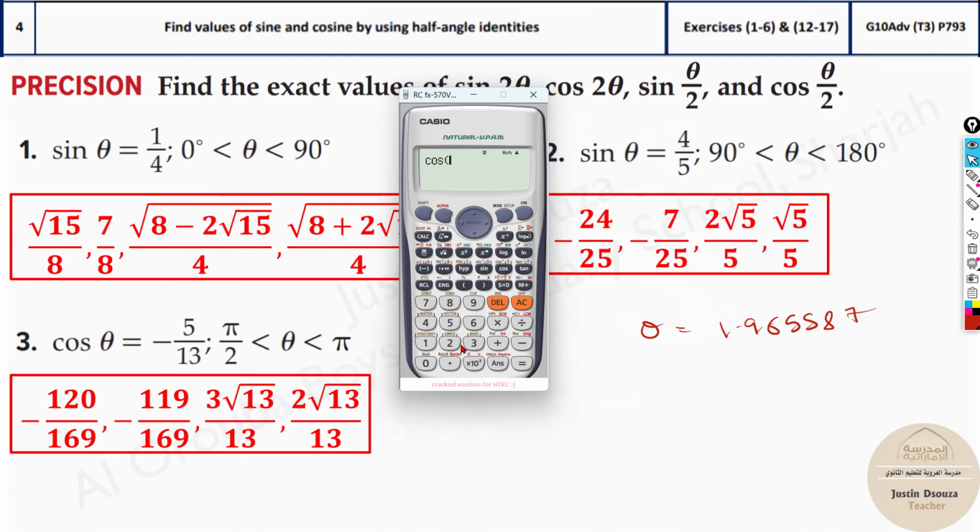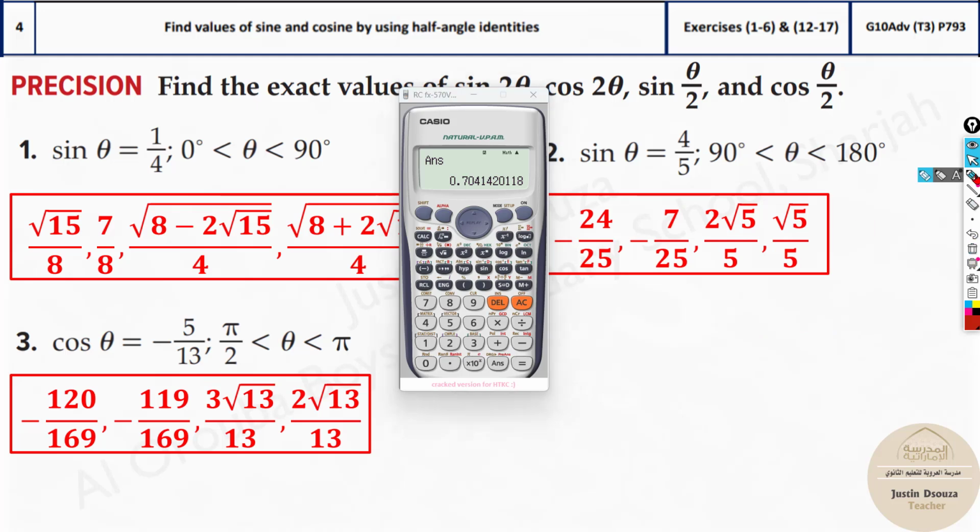I will just put cos 2 times the theta value, 1.965587. Here we get negative 0.704. You can see the sign should match. Whatever this sign is, put it here. If it was plus, you just put plus. This is equivalent to this. I will just show you 119 divided by 169 gives you the same answer as 0.704. We also got 0.704. That's the thing. And for these you have to use the formula and solve it. Same formula, straightforward.